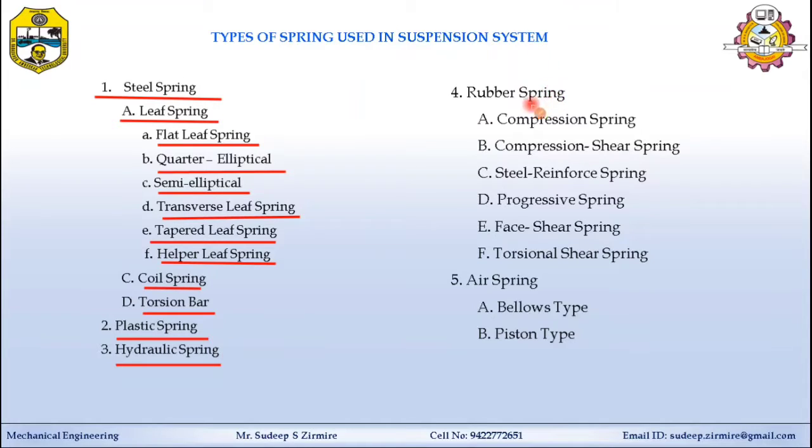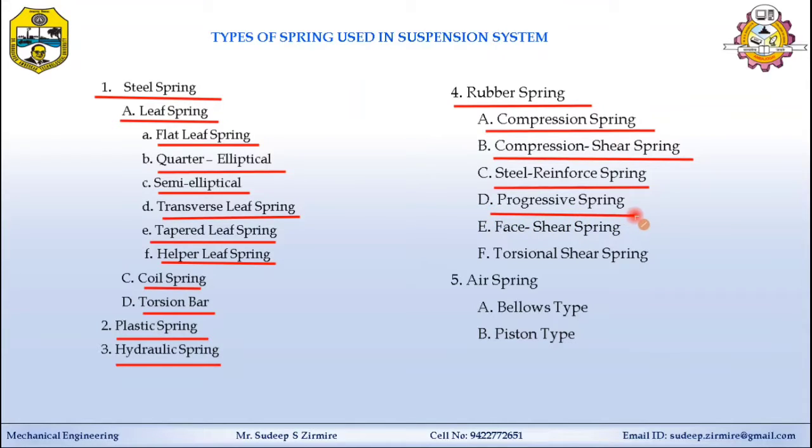The next one is the rubber spring. It gives more comfort. This rubber spring is classified again into 6 parts. Compression spring means this spring takes the compression load. Second is the compression and shear spring. It takes the compression as well as shear load. Steel reinforced spring has steel wire inside the rubber spring, so it's called a steel reinforced spring.